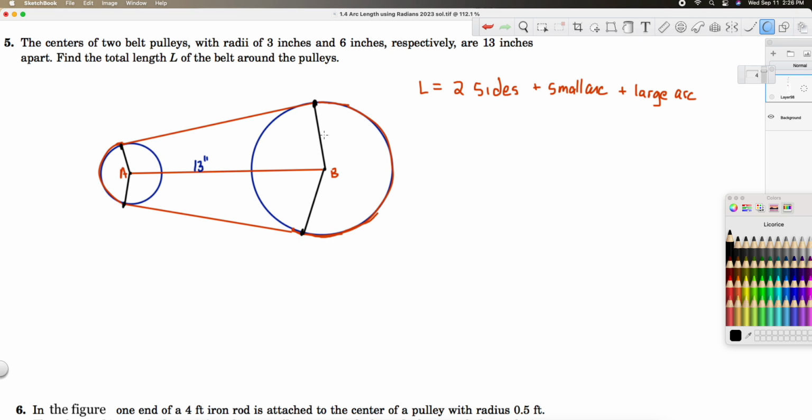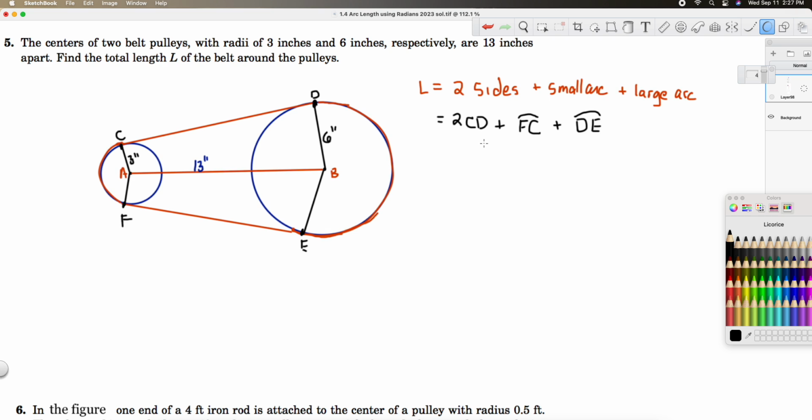So this length here is 6 inches, and this one is 3 inches. So let's see, A, B, so maybe I got C, that's point C to D, and E to F. So I've got two CD lengths, which is also EF here, plus arc FC and arc DE. Okay, that's my large arc.